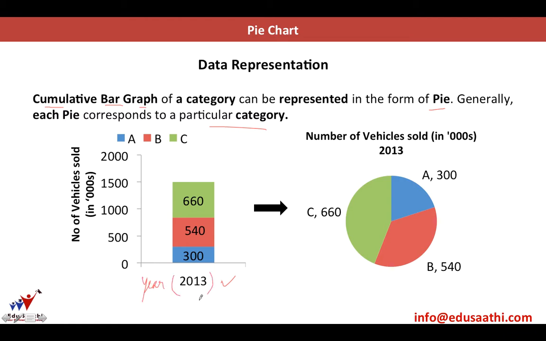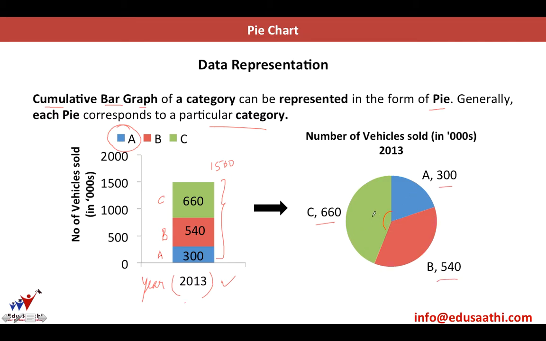So the year is 2013, and in this year I sold 300 units of product A, 540 units of product B, and 660 units of product C. So this entire height, which is 1500, gives me the total sales of vehicles in 2013. Now this can also be represented using a pie chart. A pie means that we draw a circle and we draw segments. The higher segment shows 660, which is vehicle C. A is represented by 300 and B by 540.